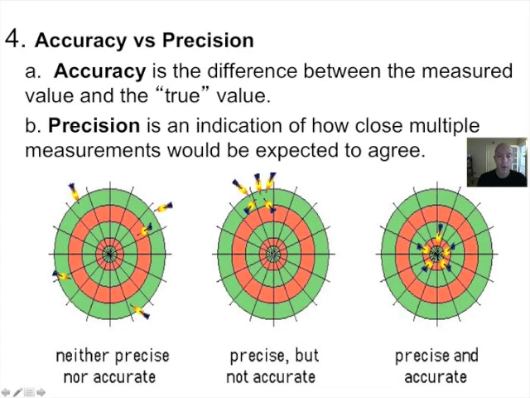The middle dartboard, this person is being precise. They hit the same area almost every time, so their measurements agree, but they're not accurate because they're nowhere near their target. And the last one is both accurate and precise. They're hitting their target and they're hitting it every time. This is where we want to be when we take measurements in science.